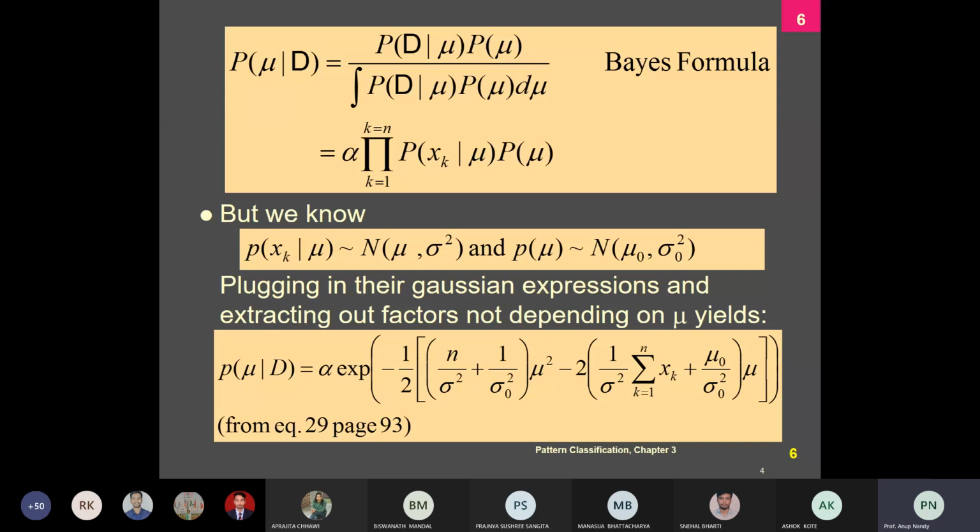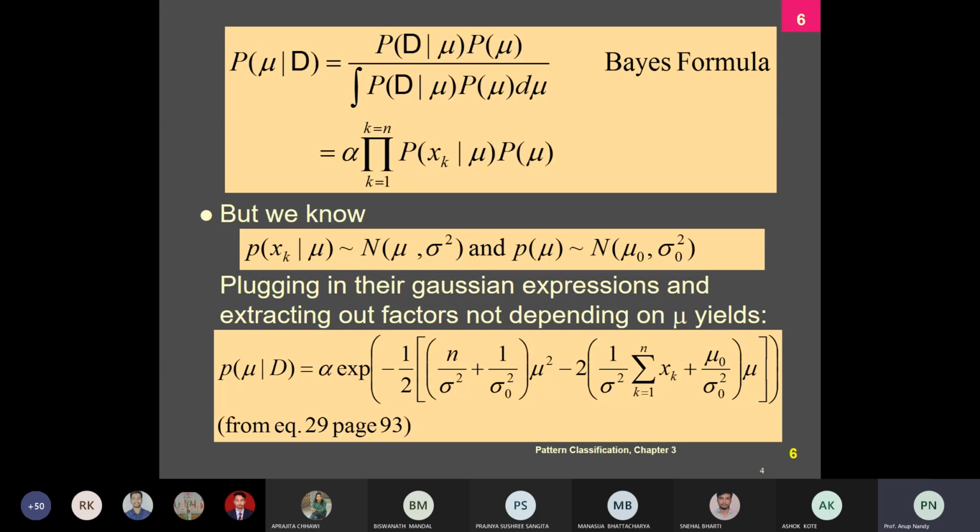Actually there is some step jump here. For this derivation, please look at equation 29 on page number 93 of the Duda Hart book. Follow the book and you can have these derivations. You can simply have P(mu given D), where P(xk given mu) is replaced with the univariate Gaussian formula: 1 by root over 2 pi sigma, exp of minus half (xk minus mu divided by sigma) whole square.